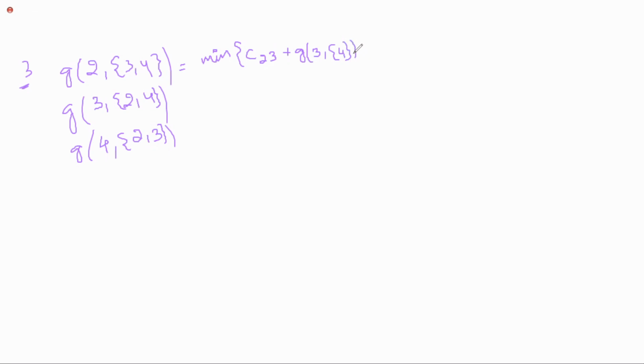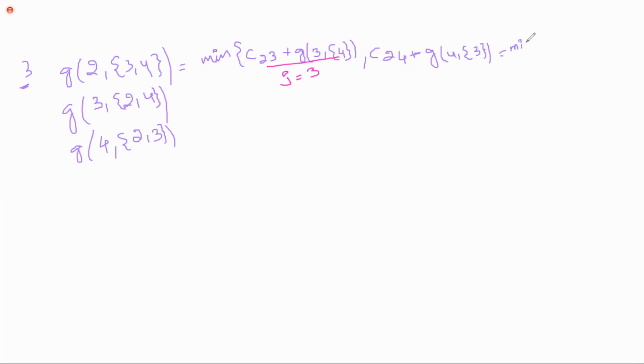This is when you assume j is 3. J equals 3. What is another possibility for j? C2,4. J is 4. This is j equals 4. Now what will you get? G of 4 comma. Am I clear with this step?